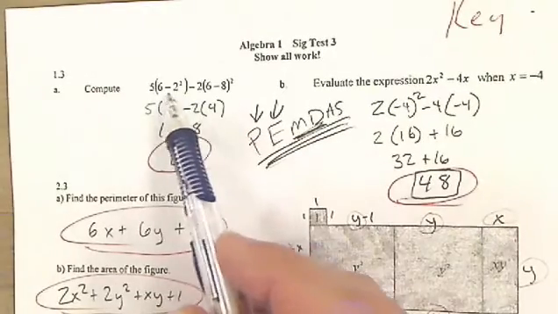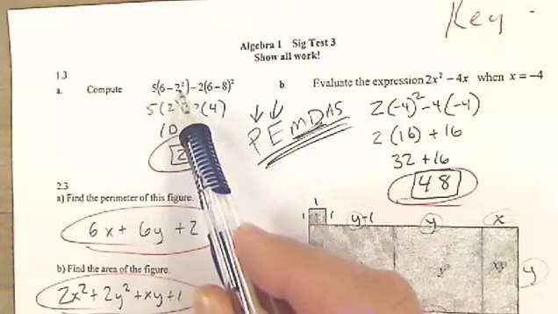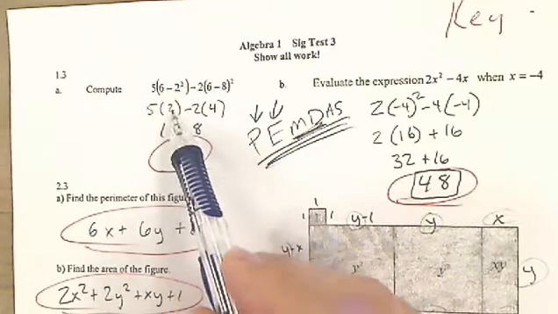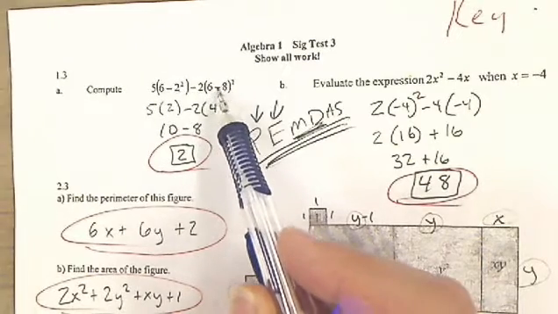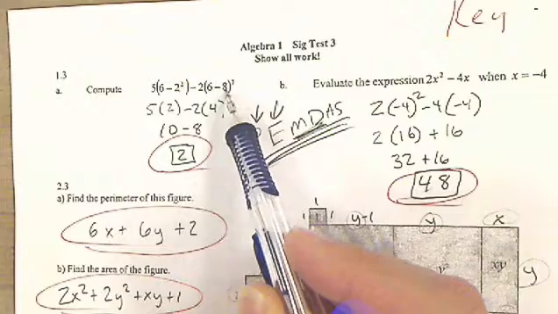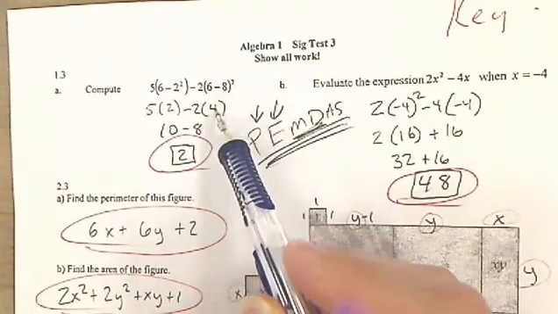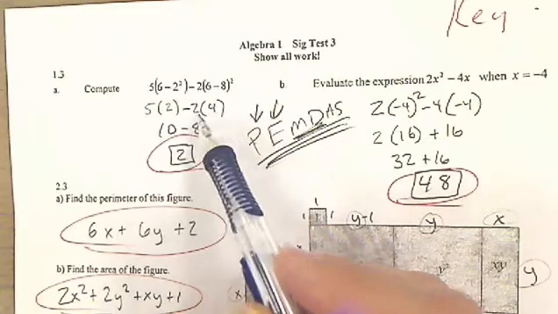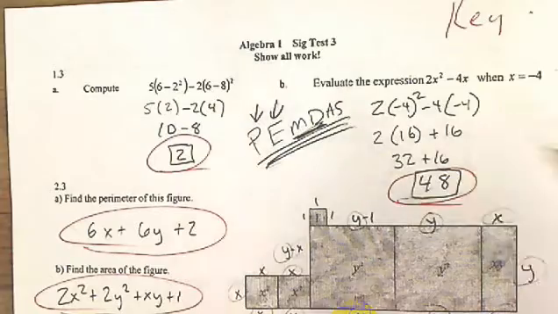So I must do what's inside the parentheses first. When I'm inside here, I see an exponent. I'm going to do that first. 6 minus 4 is 2. I must do what's inside the parentheses. 6 minus 8 is negative 2. Then I do the exponent. Negative 2 squared is 4. So then I just have 2 times 4 and 5 times 2, and that's how I got the 2.